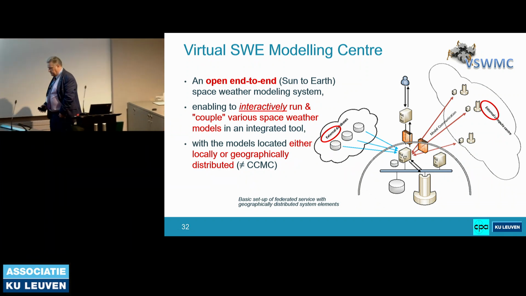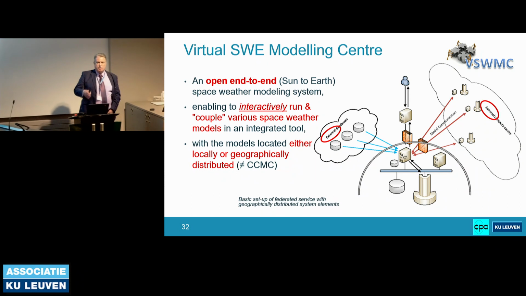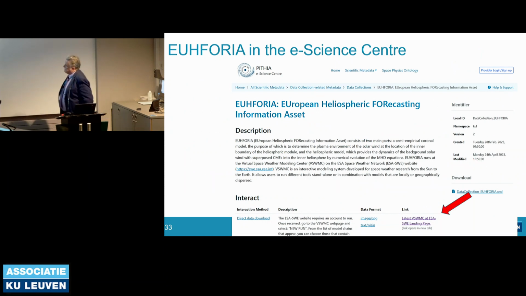Now these things can be done in the Virtual Space Weather Modeling Center. You will hear also about it later this week, and one of the working groups will be about EUHFORIA within the Virtual Space Weather Modeling Center. This is an open end-to-end Sun-to-Earth space weather modeling system that enables interactive runs of different models, like 20 models at the moment, and the models are coupled to each other, so you can use them very easily. You can enter the Modeling Center via the e-center from PITHIA, and I think they will show you later this week how to do that, especially the group that will use it. And anyone can access this system now, and you can also use the models.